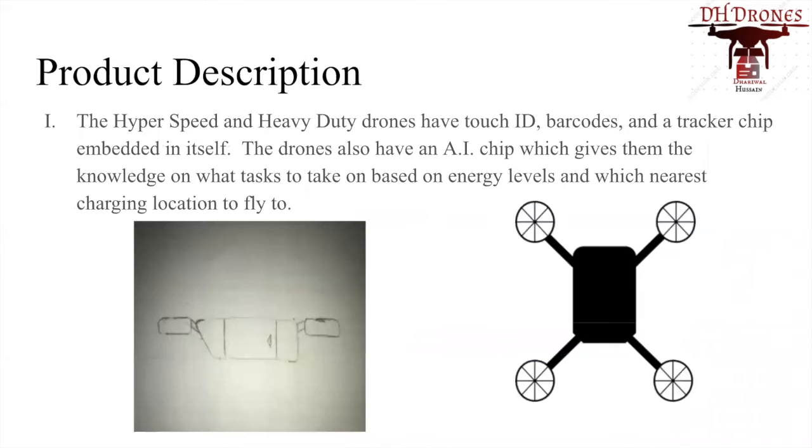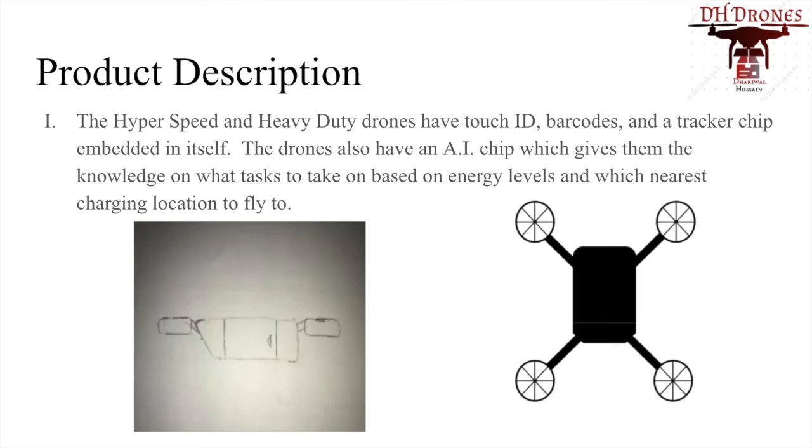Now, the product description. The hyperspeed and heavy duty drones have Touch ID, barcodes, and a tracker chip embedded in them. The drones also have an AI chip, which gives them the knowledge on what tasks to take on based on energy levels and which nearest charging location to fly to. You can see some of our very basic prototypes.